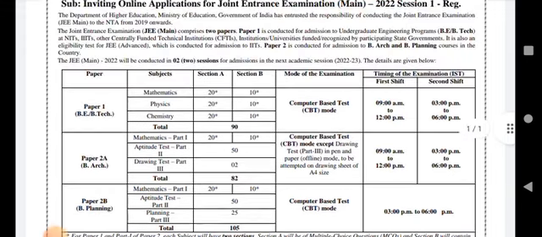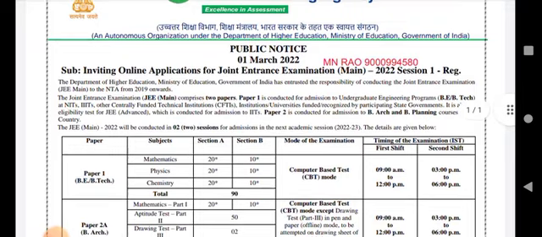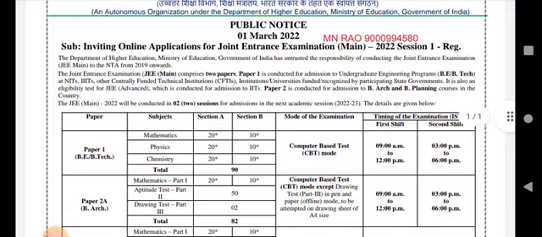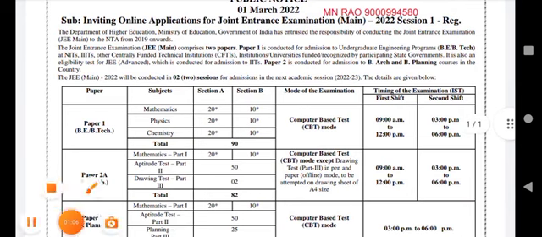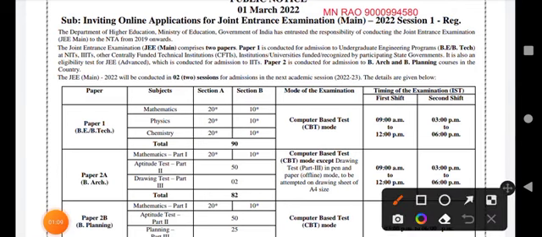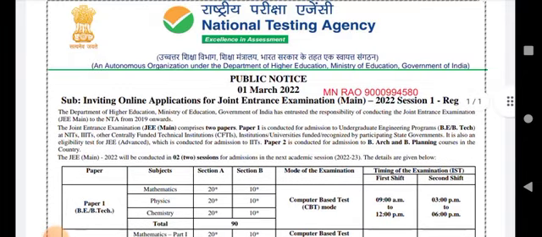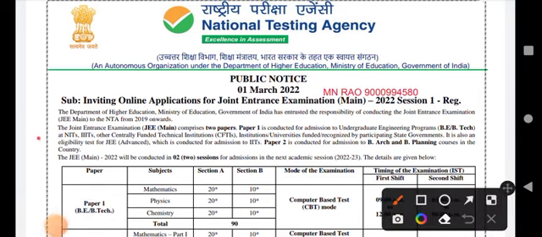Basically, those who clear the JEE Mains can go for JEE Advanced for admission into the IITs. Even if you clear JEE Mains, you will be eligible for NITs and other IIITs, and also for centrally funded institutions or some of the universities recognized by the state governments that participate.